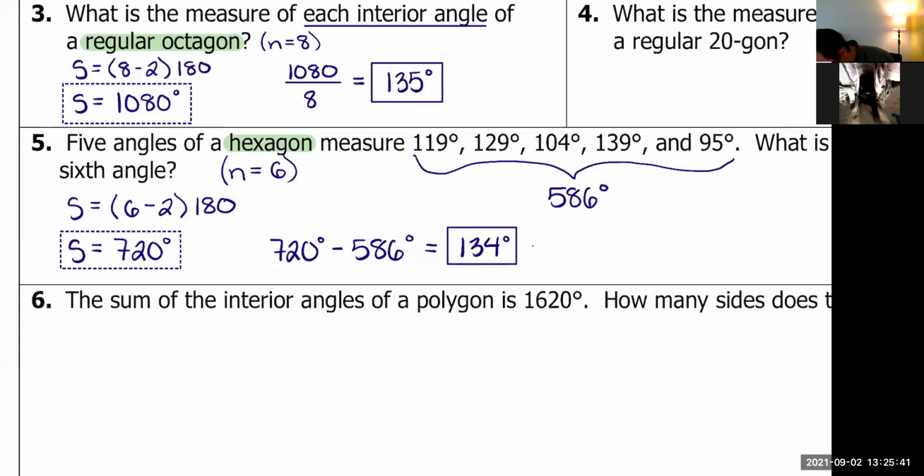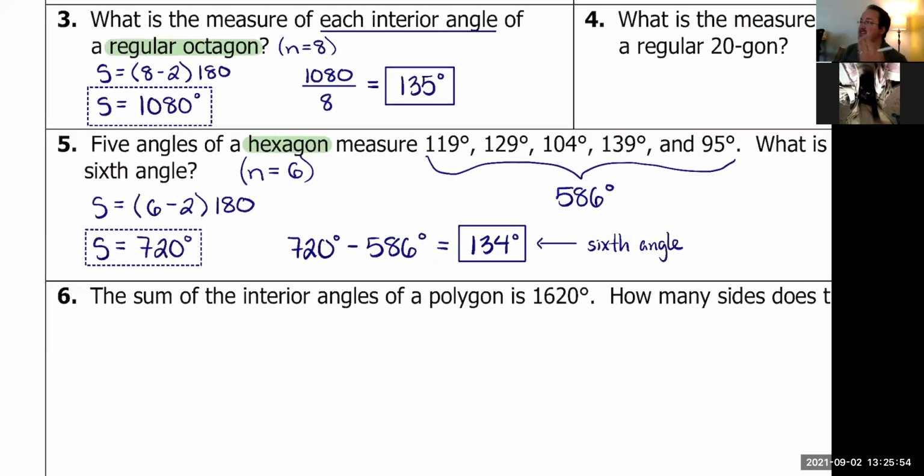Now, just for the sake of our notes, I'll write that this is the sixth angle. We had 5 of them, we needed the 6th. So we knew what we needed, we knew what we had, and we figured out what was missing.